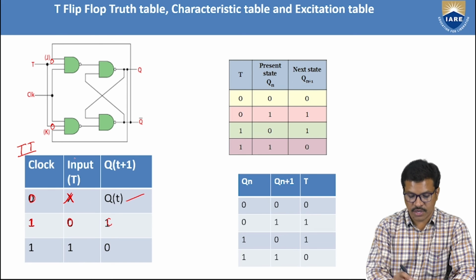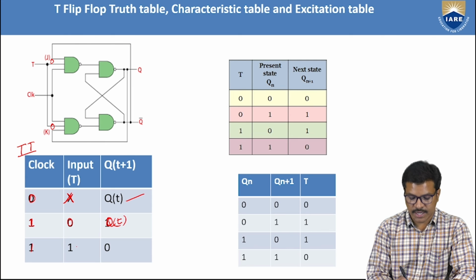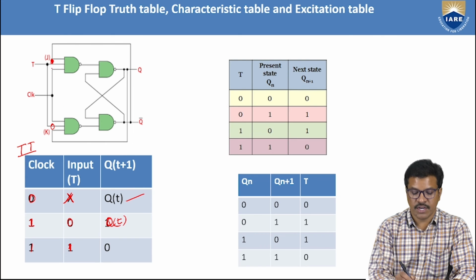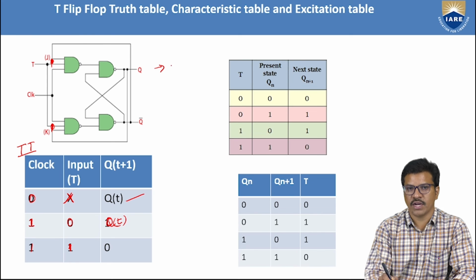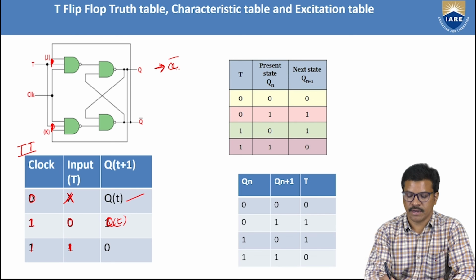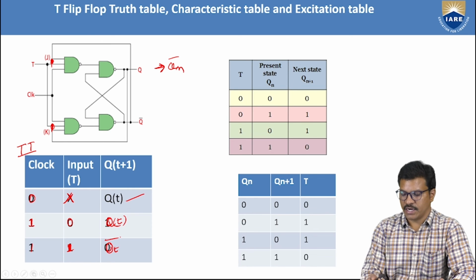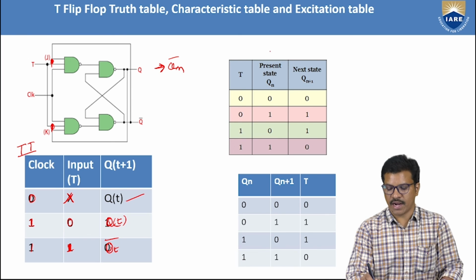When J0, K0, we get the same output, the present state, Qt. When clock is high and T is equal to 1, nothing but J1, K1. J1, K1 means, as we know in the JK flip-flop truth table, the complement of the output, the present state. The next state is equal to the complement of the present state. So simply the complement of the present state.